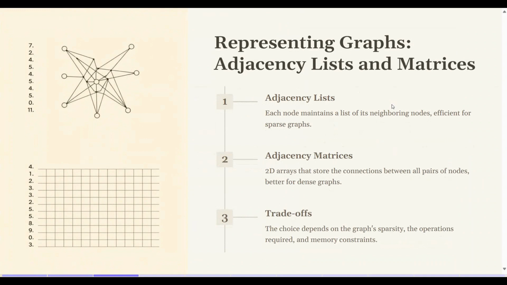An adjacency matrix is a 2D array used to represent a graph. In this matrix, each row and column represents a vertex. If there is an edge between vertex x and vertex y, the cell at position x comma y is marked as 1. If there is no edge, the cell is marked as 0 or left empty.